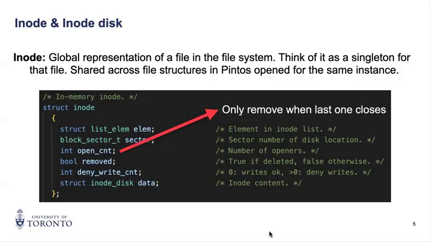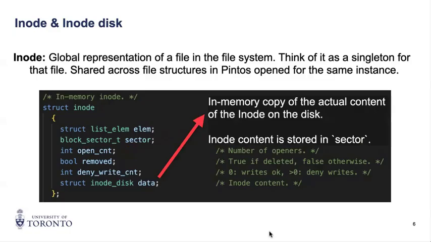Open count is the number of file structures that have opened this inode. This is relevant for removal, since when file remove is called, we should only remove a file when everyone is done with it, i.e. we close them or everybody has exited. And that usually means closing them as well. And removed is self-explanatory: whether file remove has been called on this inode. Until open count has been set back to 0, we can check this field to see if we should remove it. And you're also familiar with deny write count, similar to open count. Only when no one else is denying write will we allow someone to write.